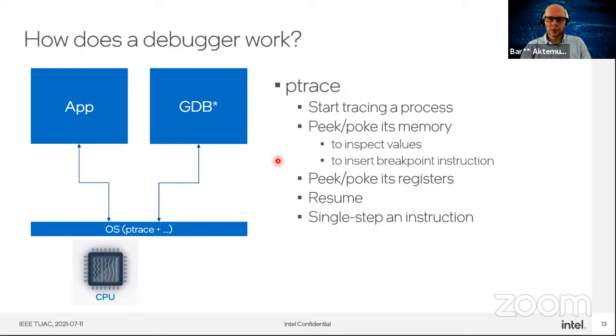This allows the debugger to inspect the values. It's also what the debugger uses to insert breakpoint instructions. For instance, on x86, there's this interrupt instruction. The debugger simply writes to the instruction memory in order to replace an instruction. And then when the application executes it, it will hit the interrupt and the debugger will be notified. And then the debugger can write back the original instruction in order to make the application execute the original code, and so on.